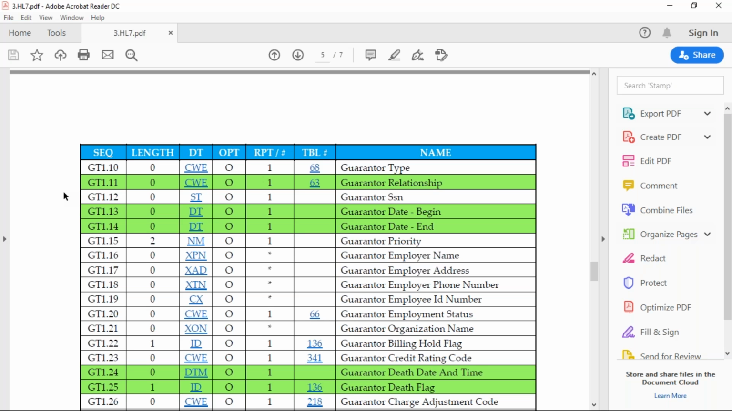Similarly, GT124 and 25 indicate the guarantor death date and time. It is very essential to understand whether the guarantor is still alive or not. If they are deceased, that information will also be sent in GT124 and 25, so that the EHR or any other downstream systems can get updated that the person who was the guarantor is not the guarantor for the patient anymore. This saves them from billing with the wrong information.